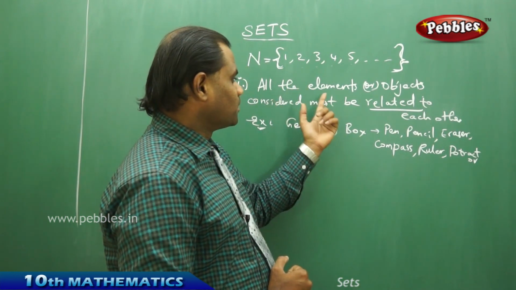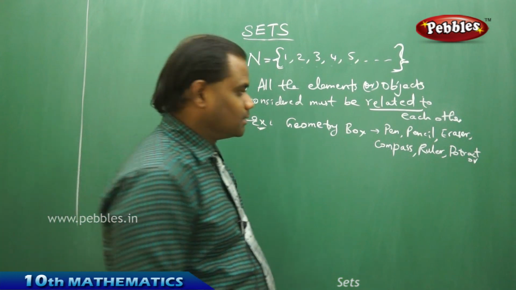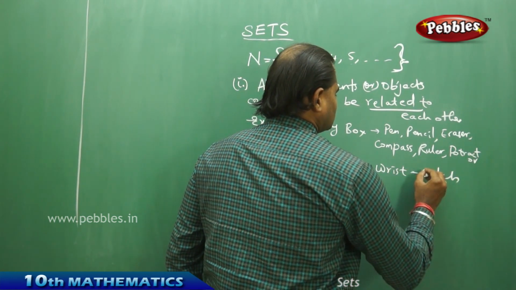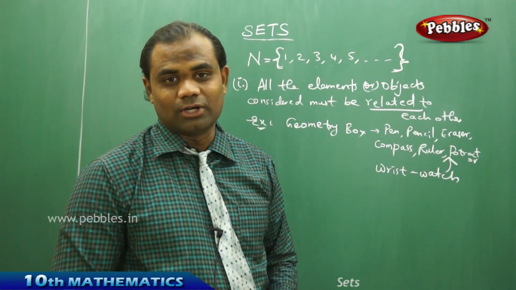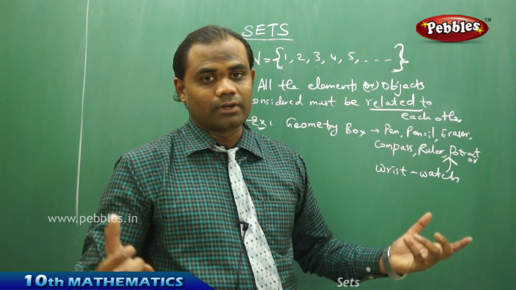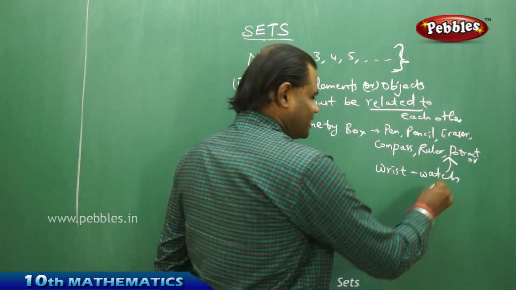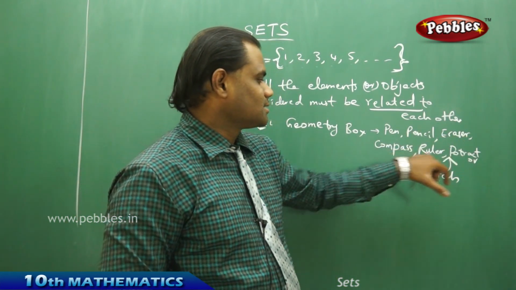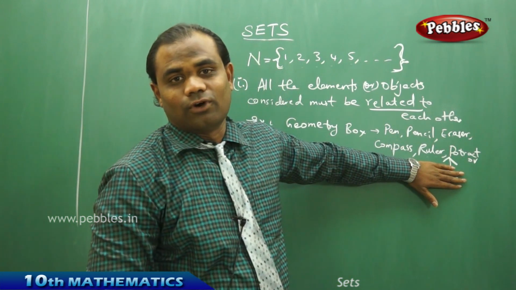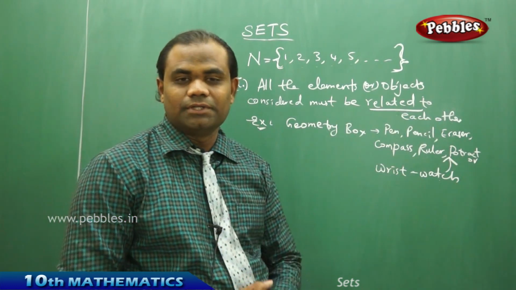Therefore, the first property, which defines that the elements or objects considered must be related, is very much satisfied here. But say for example, if I include a wristwatch into this, it may not form a well-defined collection of objects, because a wristwatch inside the geometry box may not be a good idea, as they are very different and not related to each other. In the sense of geometrical instruments, a wristwatch is nowhere related to them. Hence, inclusion of a wristwatch inside the set of all these objects may not form a set. But excluding this, these objects or elements might form a set. So this makes clear the understanding that the objects considered must be related to each other.